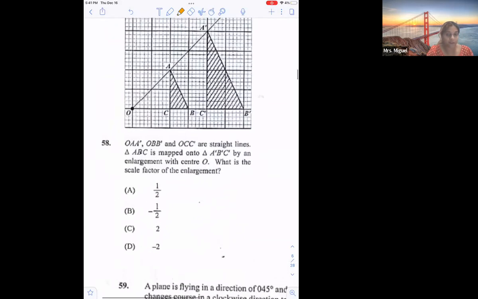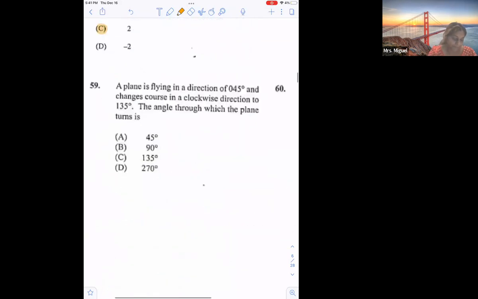What is the scale factor of the enlargement? Well, look at this. This is 1 unit. This is 2 units. So the scale factor is 2 over 1, which is 2. We take triangle ABC and we enlarge it 2 times to get A prime, B prime, C prime.